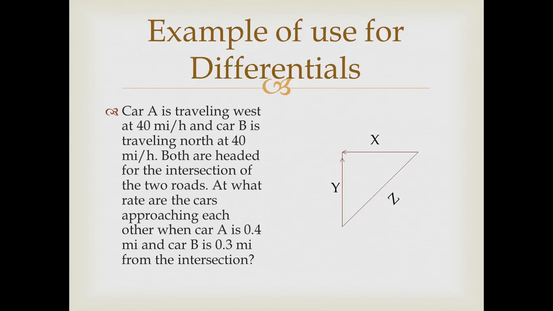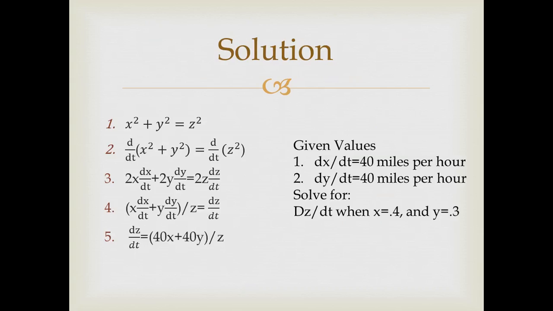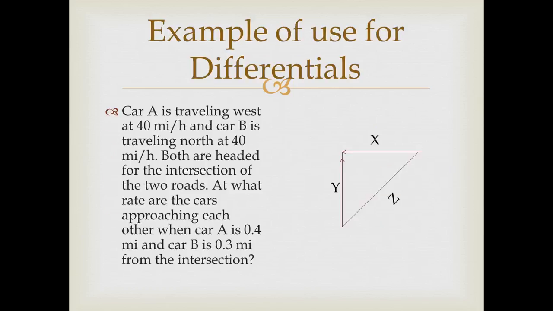This is a story problem for a differential, and we are trying to solve for the rate at which these two cars are headed towards each other. The lengths we are going to use for the triangle are the ones given at the bottom: 0.4 as the x, and 0.3 as the y.